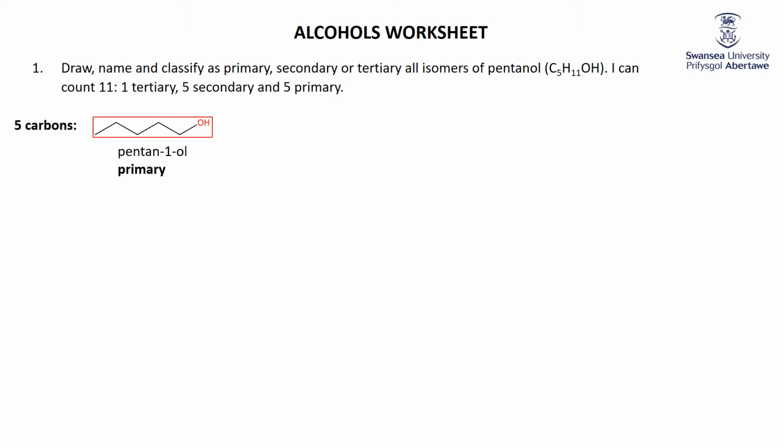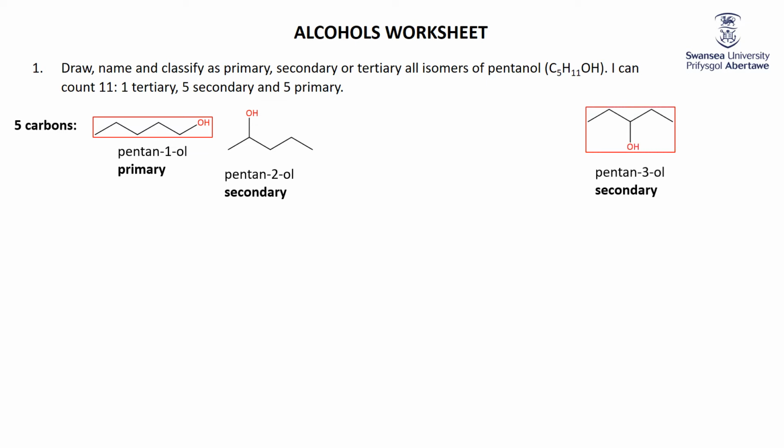Obviously, we can put the OH on the end, so pentan-1-ol. We can put it on the number 2, so pentan-2-ol. We can put it on the number 3, pentan-3-ol. Now, if we were to put it on 4, that would be the same as 2, of course.